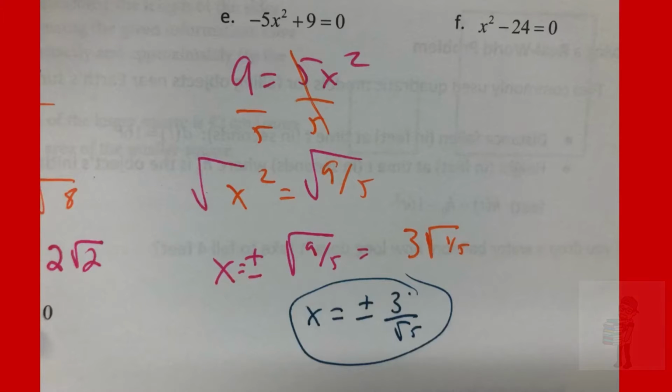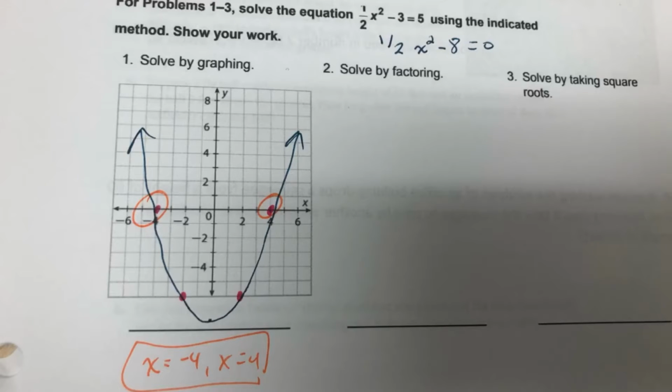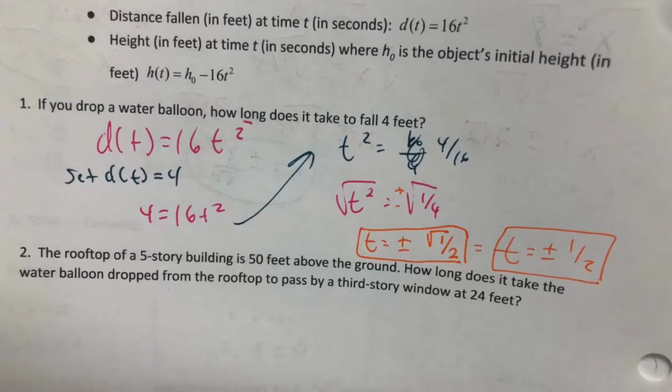In this situation, I should have rationalized this one. I didn't. But if you have a square root in the denominator, make sure you rationalize. If you can't simplify, that's fine. So here, just looking for the roots. The x-intercepts are your roots. So you can do that by graphing, factoring, taking square roots. There's more than one way to find a solution.